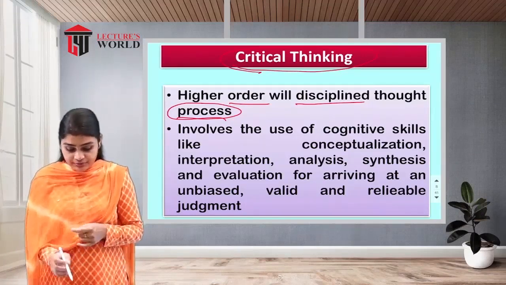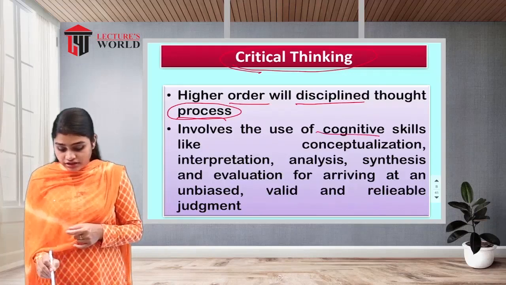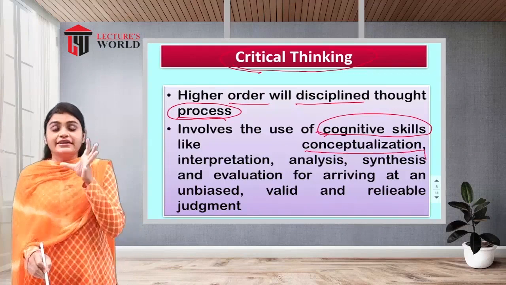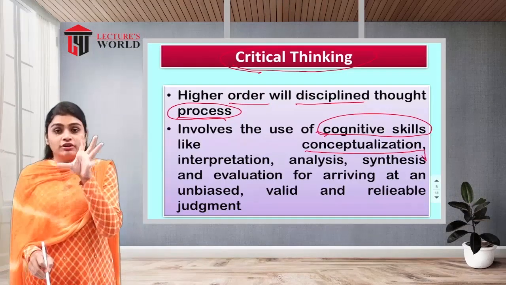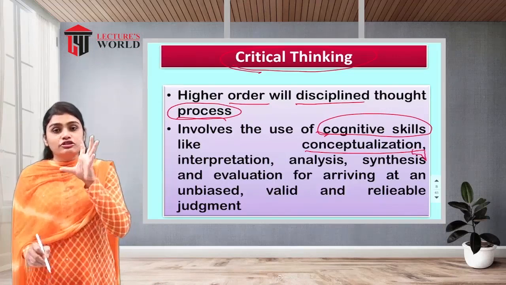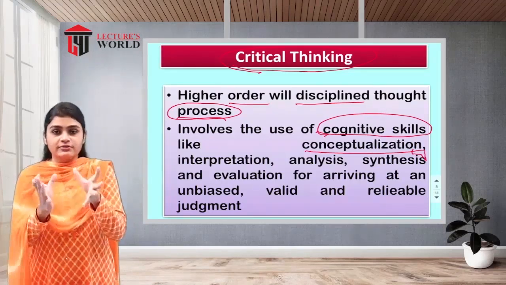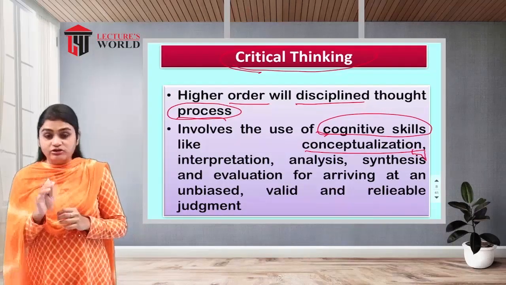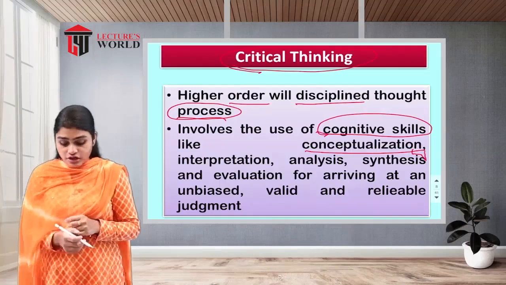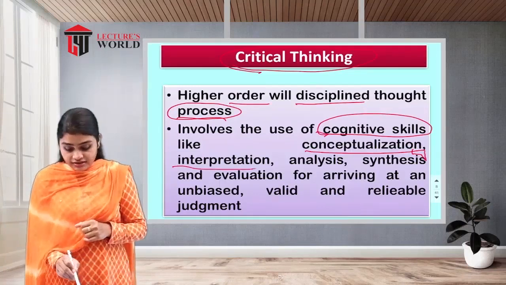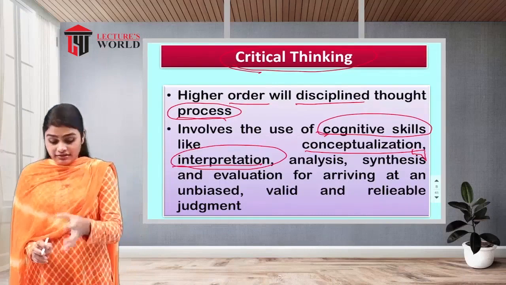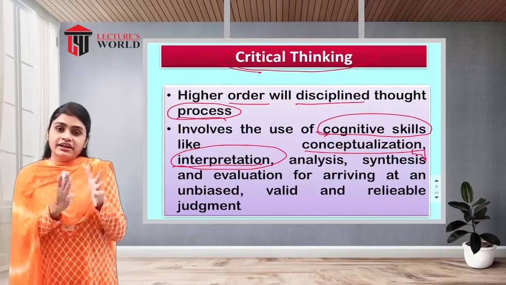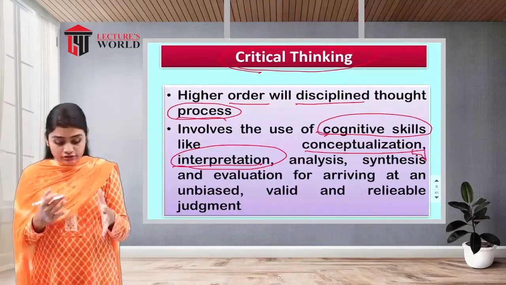So that type of thinking involves the use of cognitive skills like conceptualization. That means the idea should be clear, what exactly that problem is. The concepts we are going to get clear, what that situation is, we are going to understand about that situation. We are going to create a concept in our mind about that particular situation or problem. So that is your conceptualization. Then the interpretation, that means that particular concept, we are going to interpret it. We are going to understand what actually that concept is. So that is your interpretation.